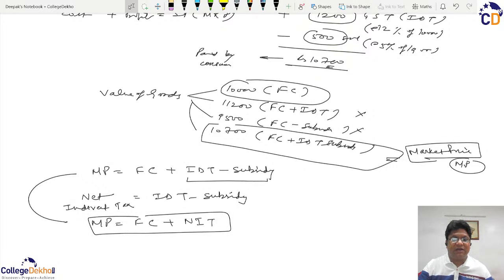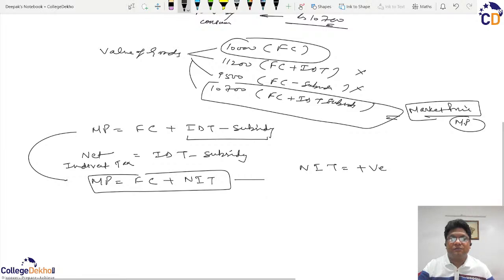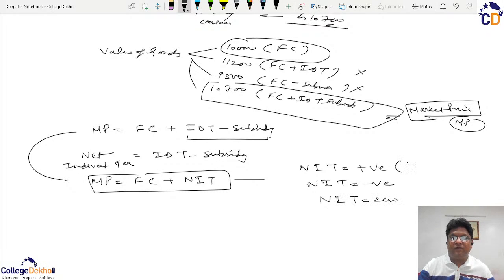And on the same lines as above, this net indirect tax can be positive. It will be positive when subsidies are less than the indirect tax. This NIT can be negative, which will happen if the subsidies are more than the indirect tax, and this NIT may be zero. This will happen when indirect tax is equal to subsidy.